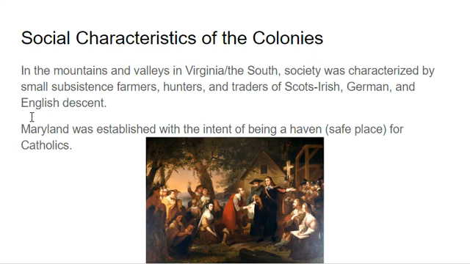And pretty soon, Maryland was established, and it was intended to be a haven, which means a safe place, for Catholics. That's a place where Catholics can go and not be persecuted.